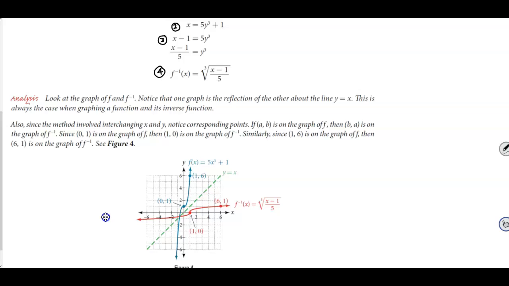If (a, b) is on the graph of f, then (b, a) is going to be on the graph of its inverse. Since (0, 1) is on the graph of f, then (1, 0) is on the graph of f inverse. Similarly, since (1, 6) is on the graph of f, then (6, 1) is on the graph of its inverse.